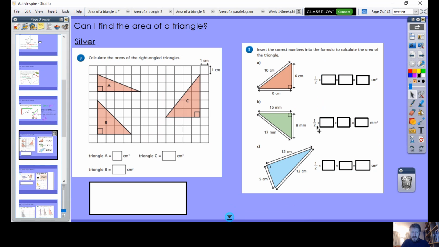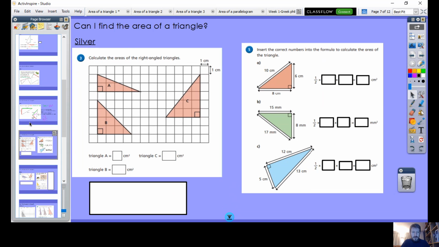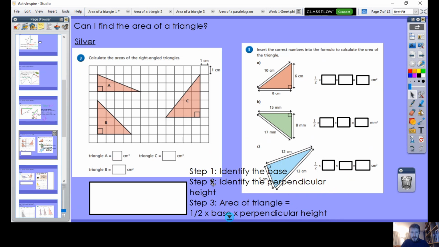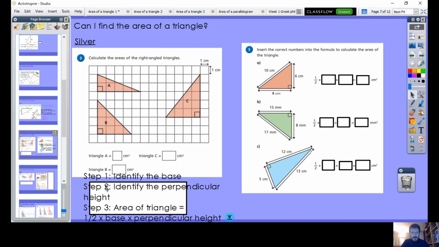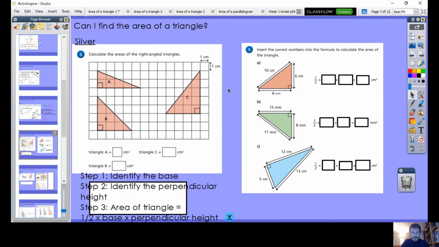Okay, time for you to have a go now. So with these silver questions, calculate the areas of the right angled triangles. So what are the steps you need to follow? The steps are the same. Let's copy them from the previous page. So you're going to identify the base, identify the perpendicular height, and then step 3, you are going to do your calculation, half the base times the perpendicular height. Let's move that up there slightly. Okay, so pause the video and have a go at trying to calculate the answers to these questions.